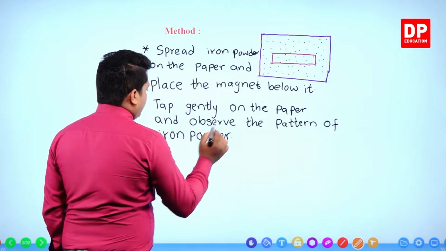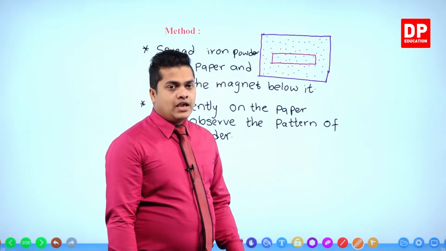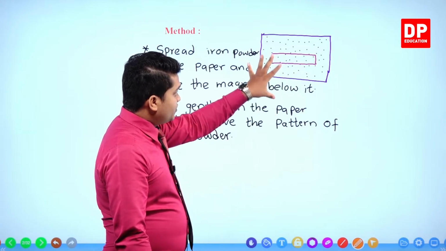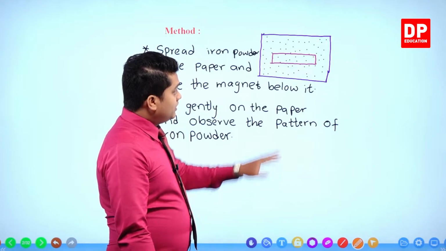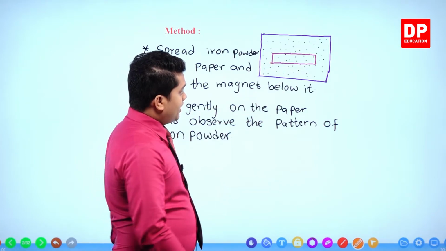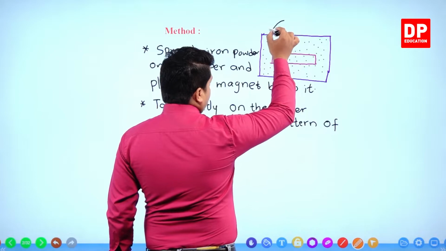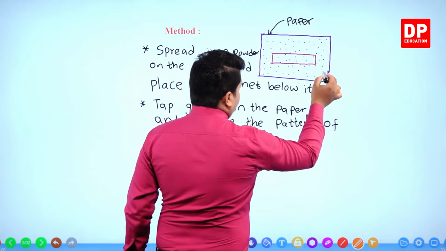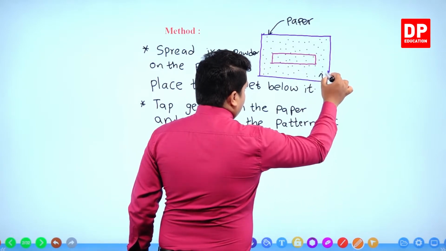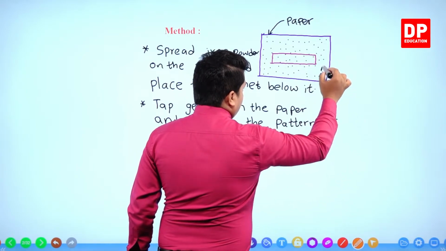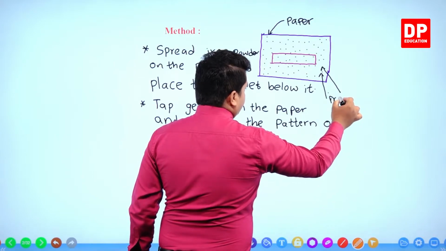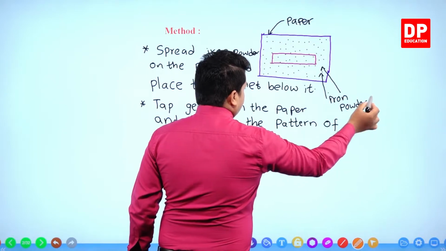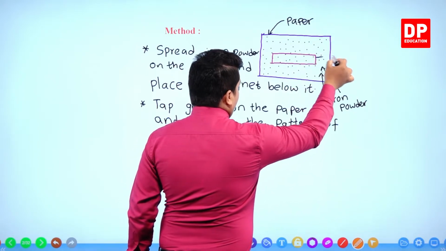Right. So this is a really simple experiment. I'll name the things in this figure. This is the paper, and these smaller dots are the iron powder. And this is the bar magnet.